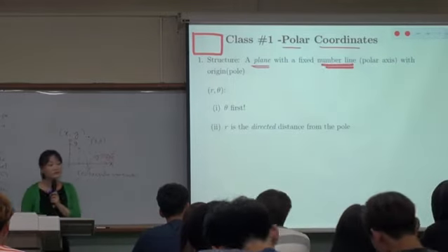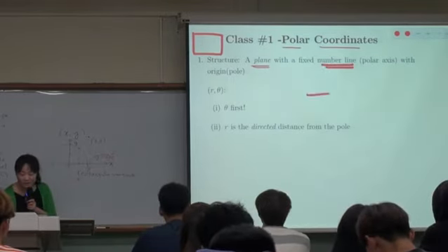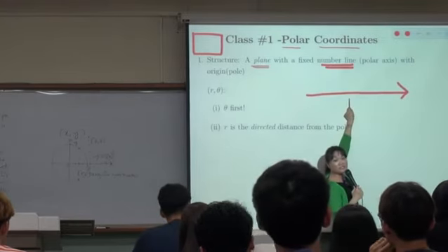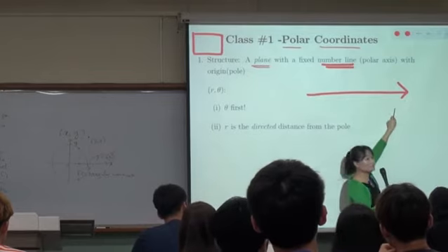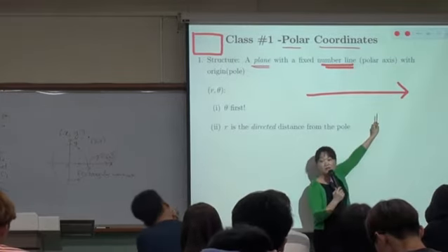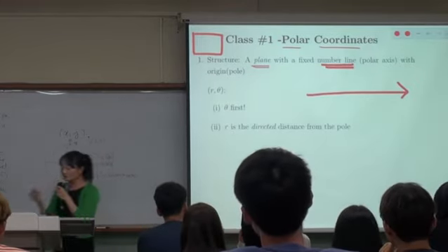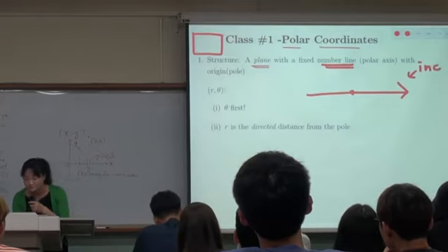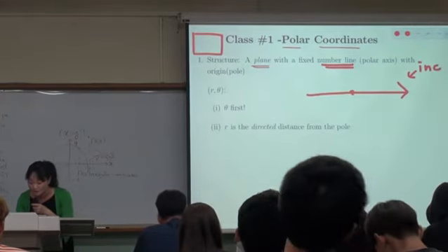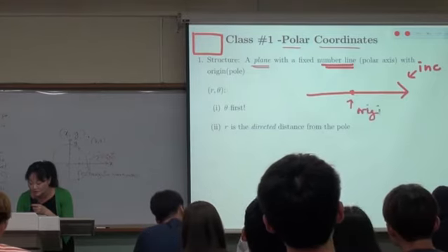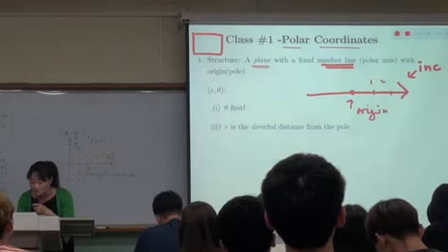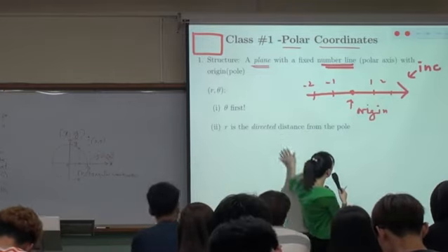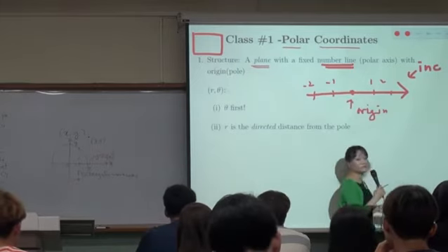What is a number line? Number line has a direction. Somewhere here, there will be the origin, zero. And when I put the arrow like this, it means numbers are increasing this way. That is a number line. So in a plane, we have a fixed number line. It has a direction. This is the increasing direction, and this is the origin. Because it is a number line, there should be some origin. So it will go like 1, 2, minus 1, minus 2, etc. So in a plane, we put a fixed number line with the origin.